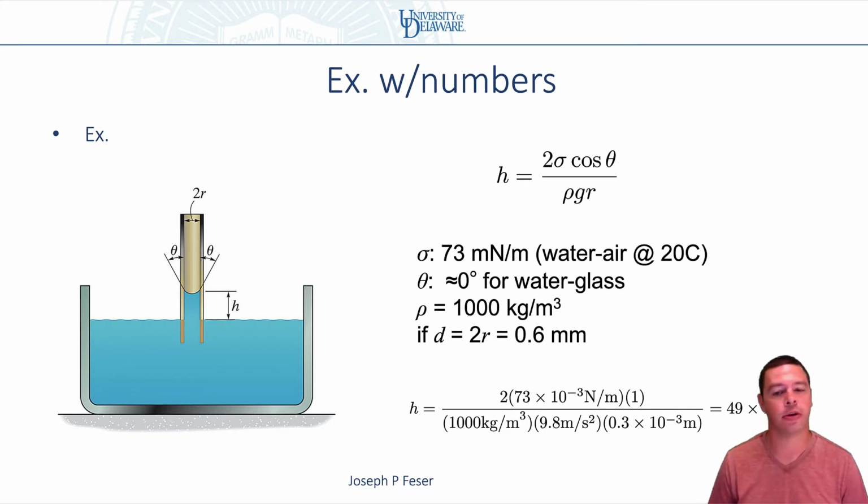Let me just say a little bit of a word about surface tension. There is an appendix in the back of the book that has some values for some liquids. Interestingly enough, water is not listed there, but you can find it almost anywhere on the internet. The most common value for water is that 73 millinewtons per meter that I'm quoting.